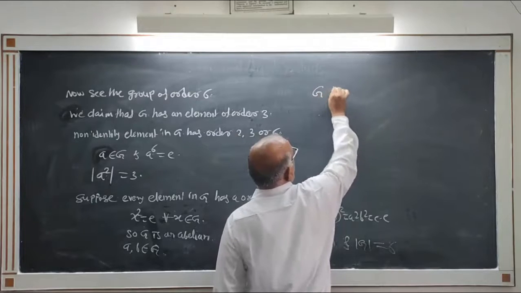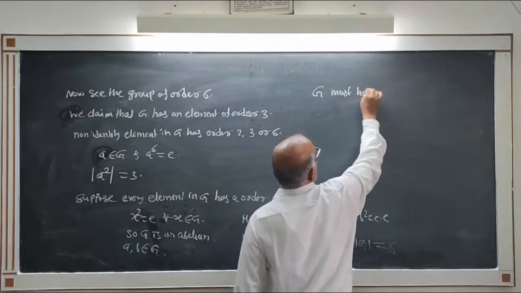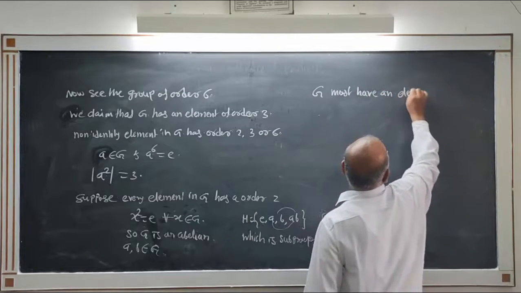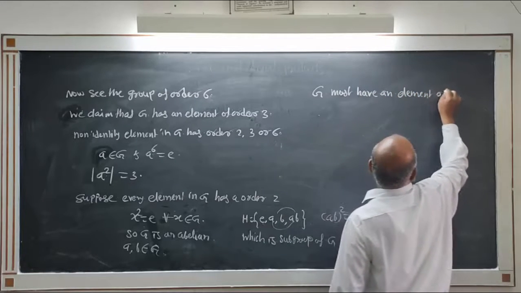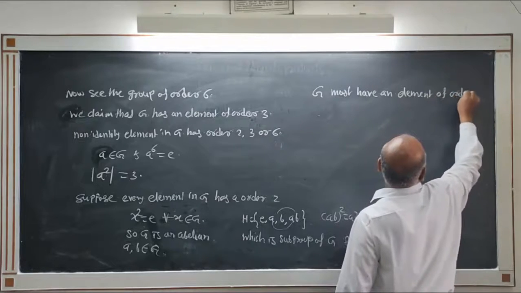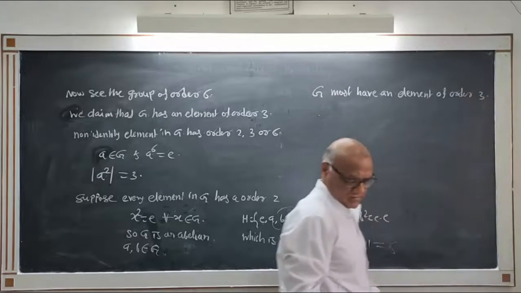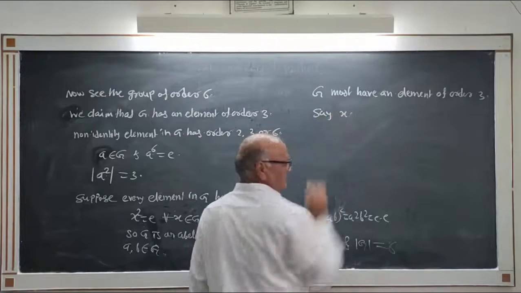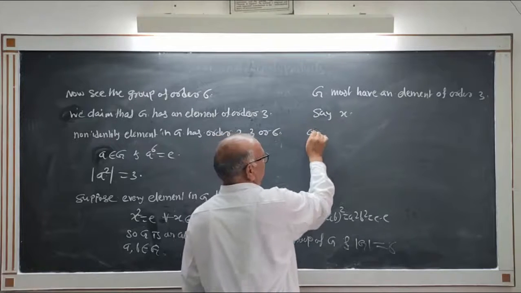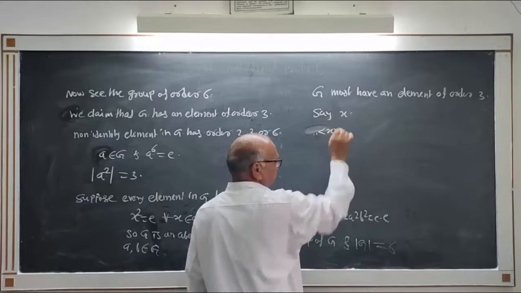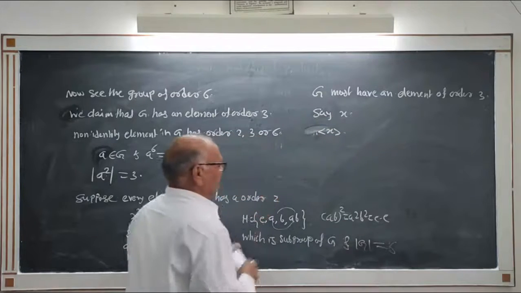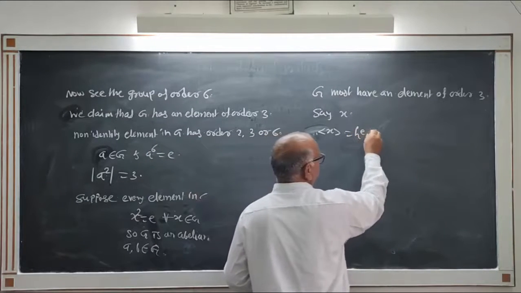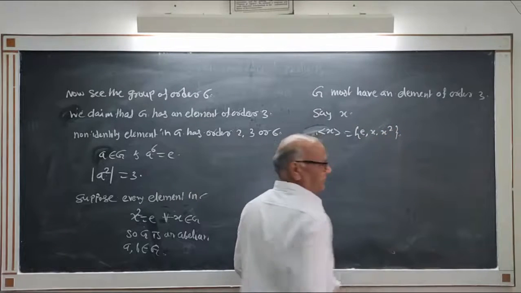Therefore G must have an element of order 3, say X. Consider the subgroup generated by X. It contains the elements E, X, and X squared.